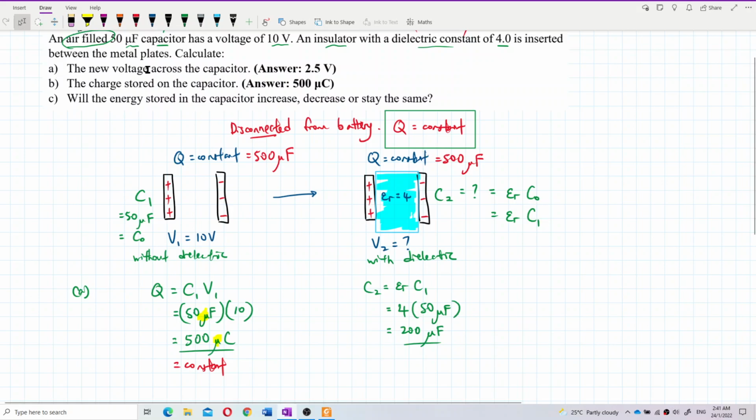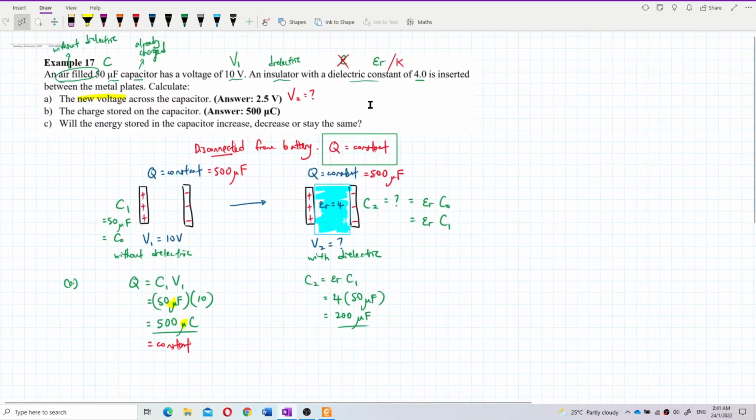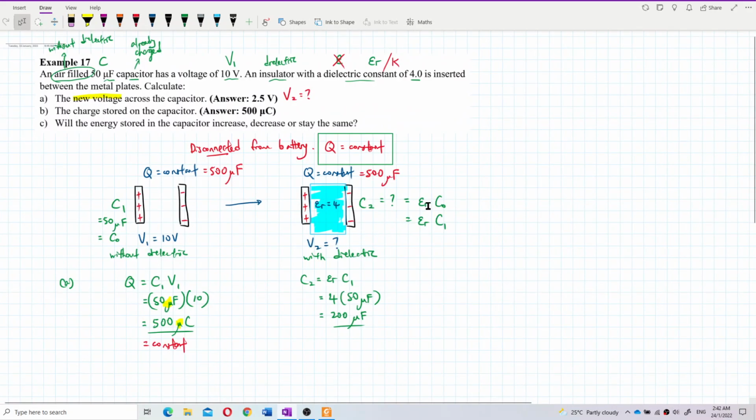Question A, find the new voltage across the capacitor. So how to find the new voltage here? We don't know V2. We want to find V2, the new voltage. So how to find V2? We have C2 already, and we also have the charge, isn't it? So we can do it this way.